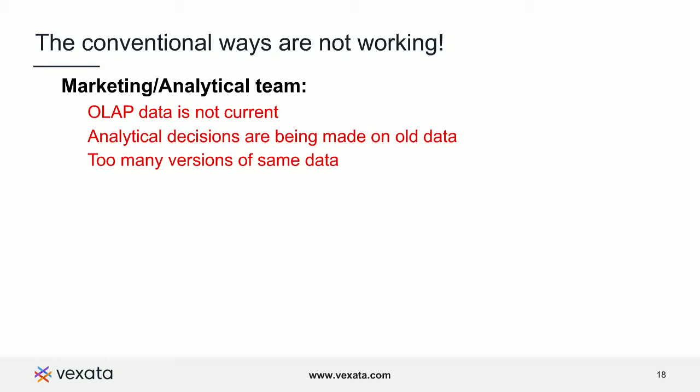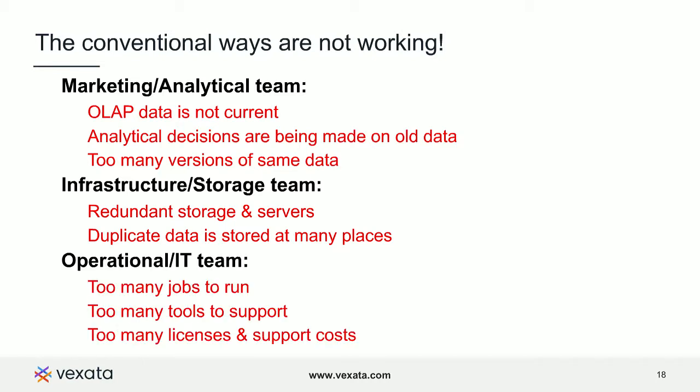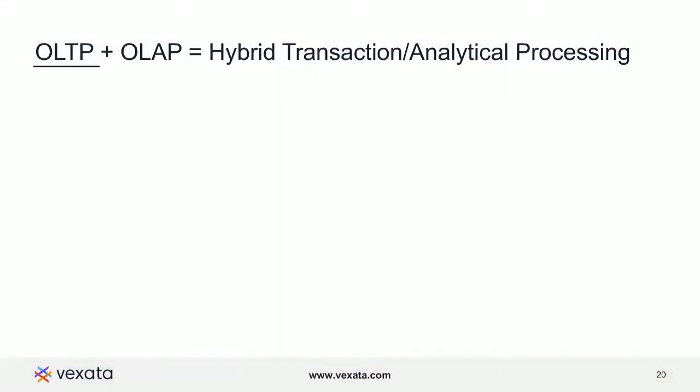Too many versions of the same data in the database, and it's very confusing. The infrastructure team says there is redundant infrastructure in terms of storage and servers. Duplicate data is stored in many places. The operational team says they are supporting too many jobs and too many tools, and it incurs too many licenses and support costs. So now let's explore the HTAP application.